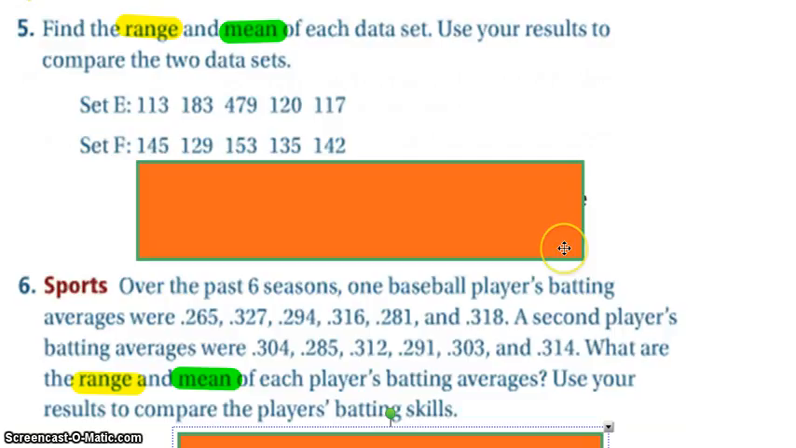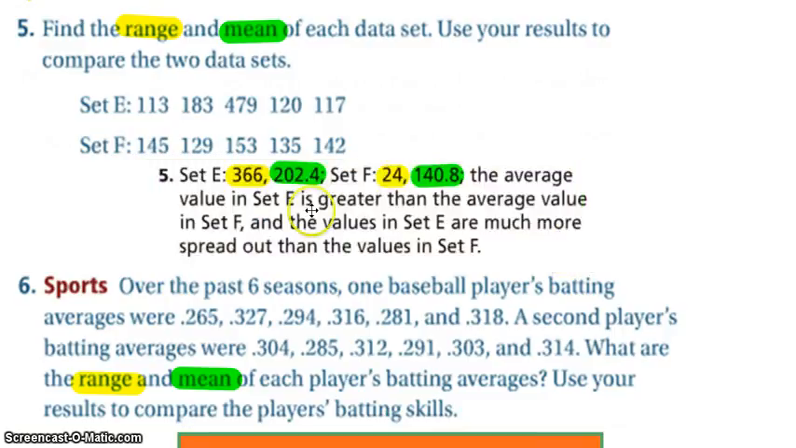Alright, so for number 5, when we're looking at range and mean, we've got a range and mean for set E there, and then set F has a much smaller range, but it also has a smaller average. So when we compare these, our range in set E is really, really big. Depending on what we're looking at here, that big of a range may not be a good thing, but it also does have a higher maximum value.